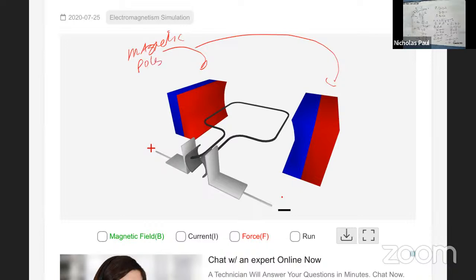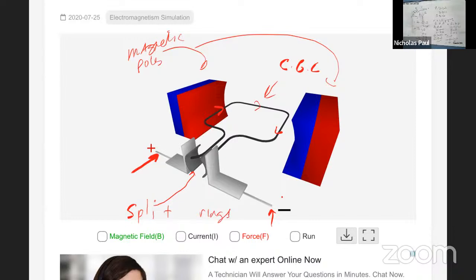You have a current carrying conductor. This here is your current carrying conductor. And you have your positive current coming here, negative on this side, current flowing this way. Okay with that? Current goes from plus to minus. And here you have a very special feature called the commutator, and these rings are called the split rings.